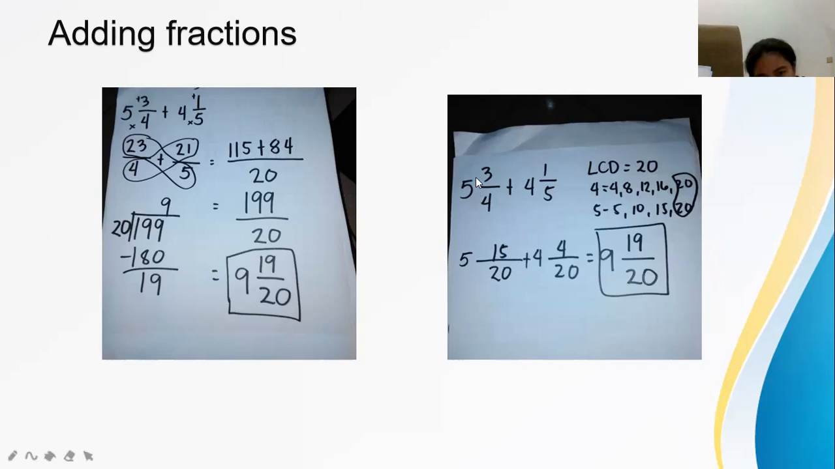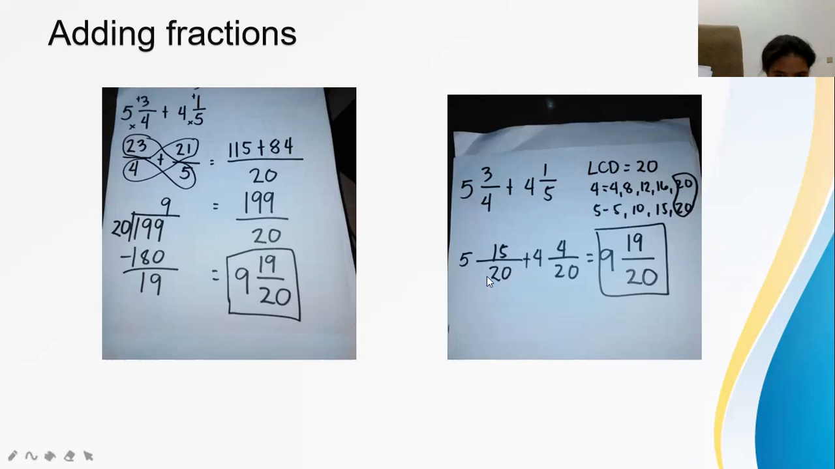Okay, we have 5 and 3/4 plus 4 and 1/5. So the multiples of 4 are 4, 8, 12, 16, 20. And the multiples of 5 are 5, 10, 15, 20. So they have the least common multiple of 20. That's why the LCD is 20. Then we are going to write 20 as the denominator. So copy 5 and copy 4.